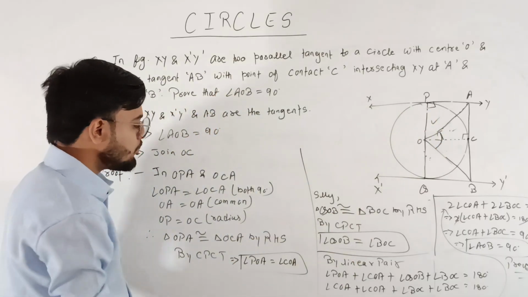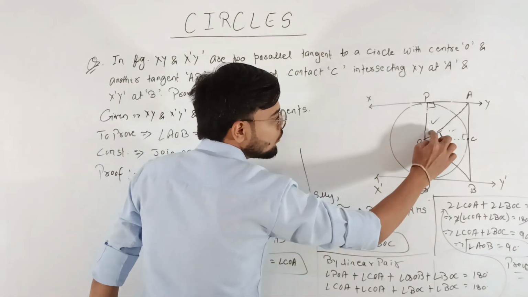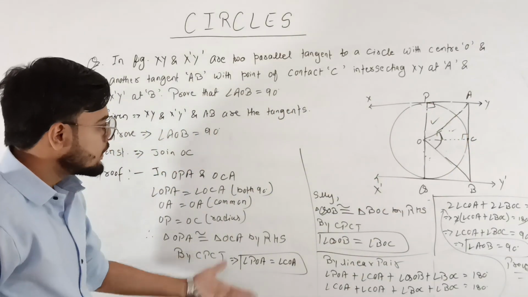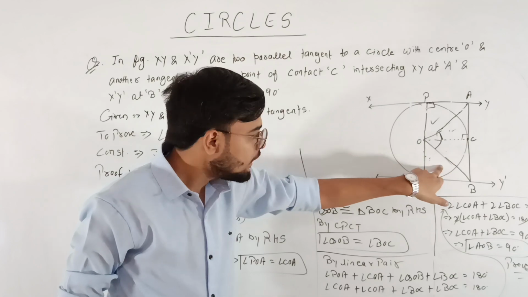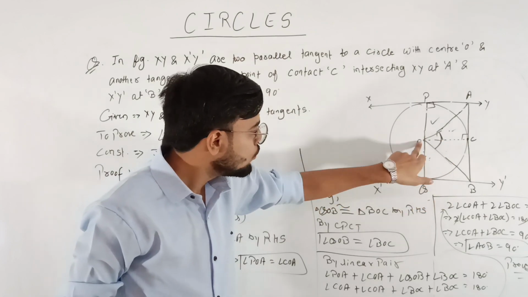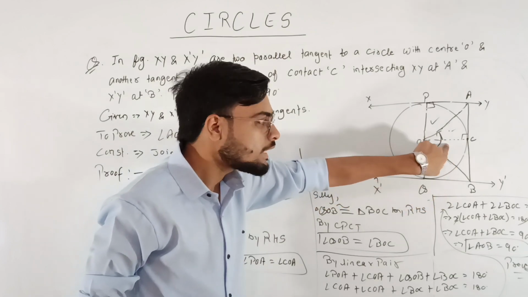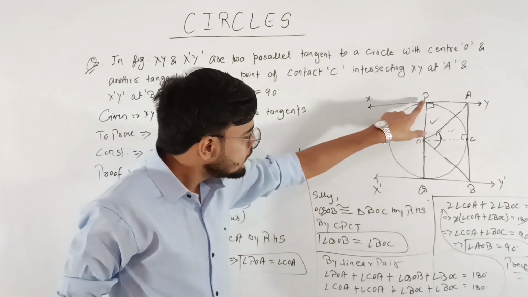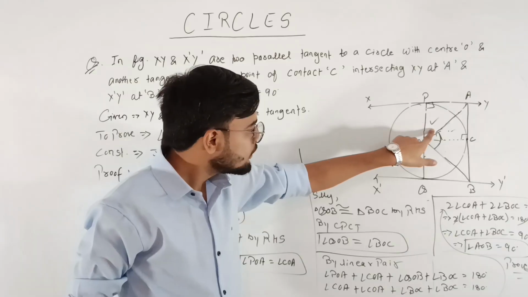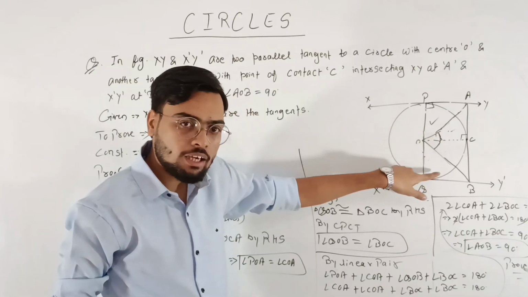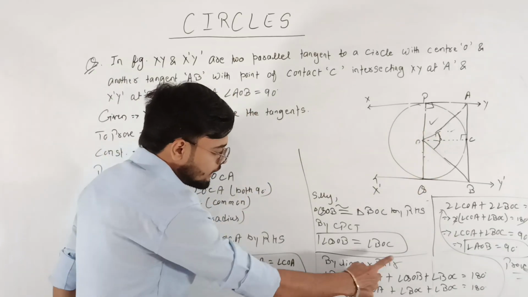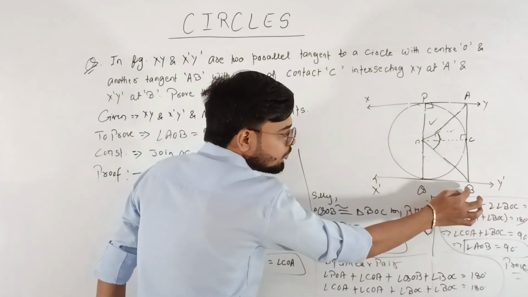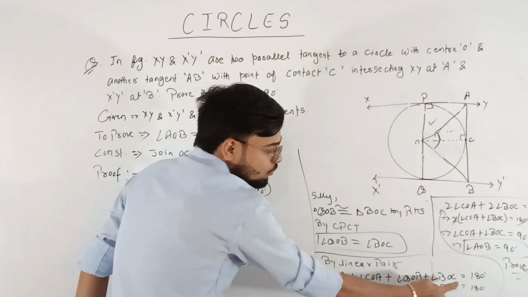Then by CPCT, I write angle POA, this angle POA and this angle COA are equal by CPCT. Then similarly these two triangles are also congruent, and by CPCT angle QOB, this angle, and angle BOC, this angle, these two are equal. So I write it here. Now look here, PQ is a straight line, and this angle, this angle, this angle, this angle, all four angles make a linear pair. So I write here by linear pair, POA this angle, COA this angle, QOB this angle, and BOC this angle is equals to 180 degree.